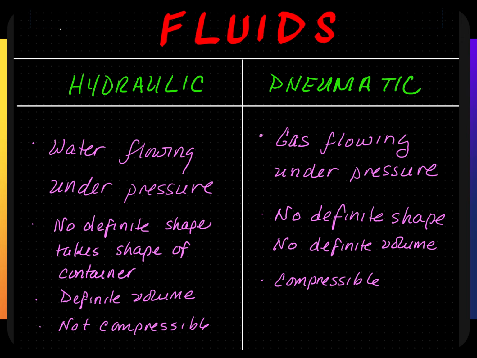Gas systems are called pneumatic systems that are used under pressure. Gases have no definite shape, no definite volume, and are compressible.